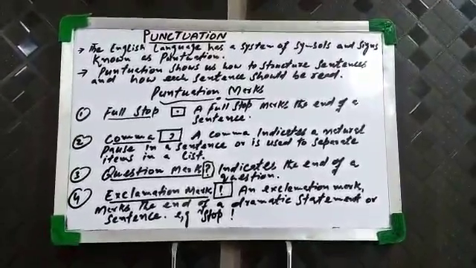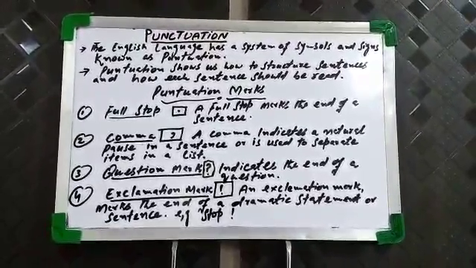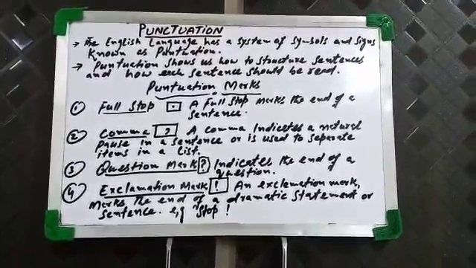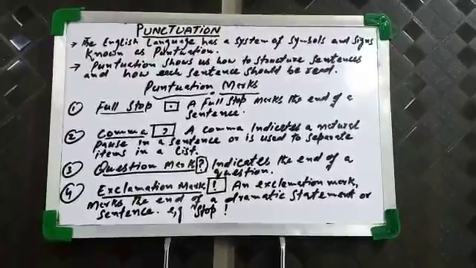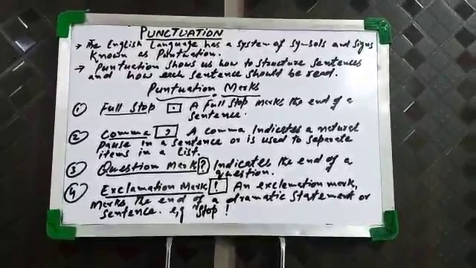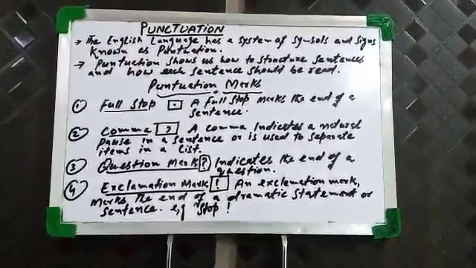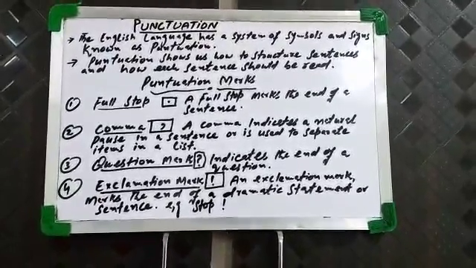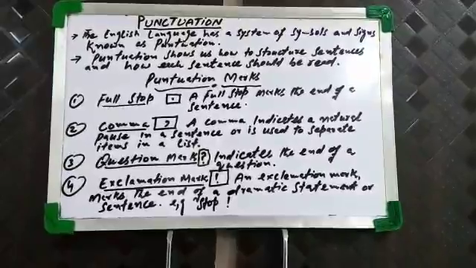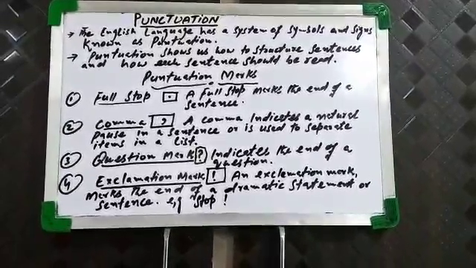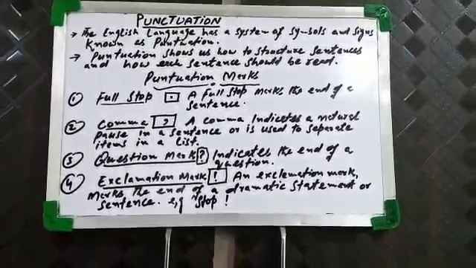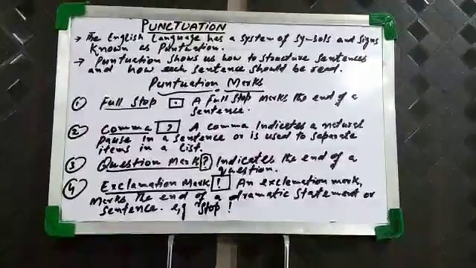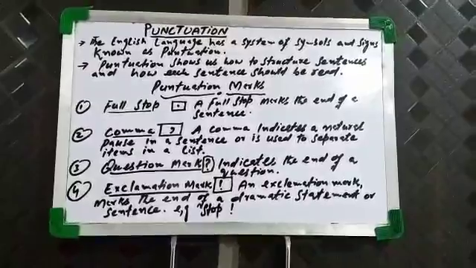One more is the exclamation mark. An exclamation mark marks the end of a dramatic statement or sentence. For example, stop! When we say stop, we put a mark of exclamation. One more example is: don't run into the road! At the end, we put a mark of exclamation. It is also used to show feelings, happiness and sadness.